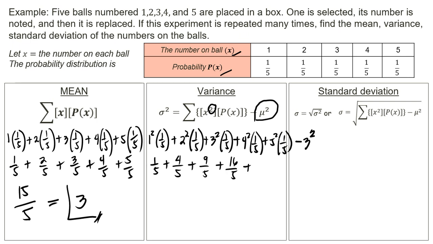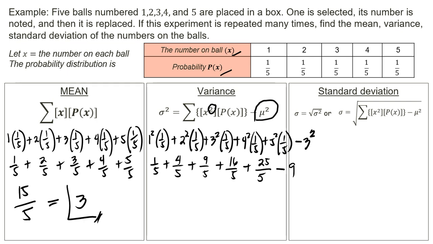And 5 squared, that is 25, times 1, that is 25 over 5. Minus the square of 3, which is 9. Okay, ito muna tayo. Yan, yung mga fraction muna. Add muna natin yan lahat. Tapos, tsaka natin i-divide kay 5, i-minus mo.